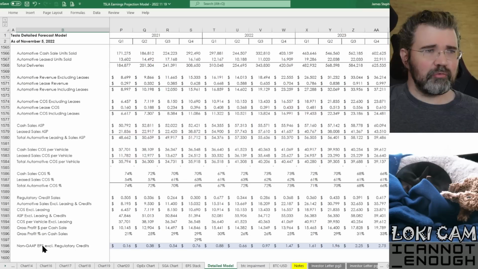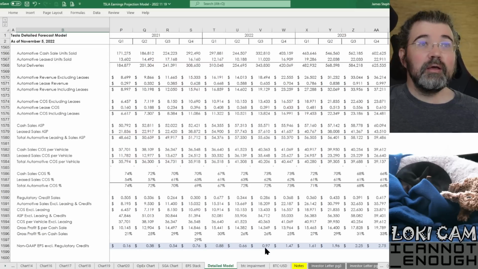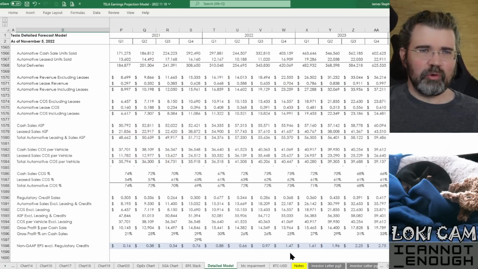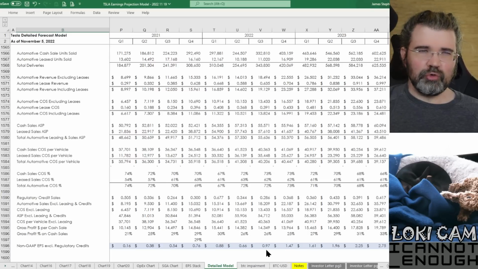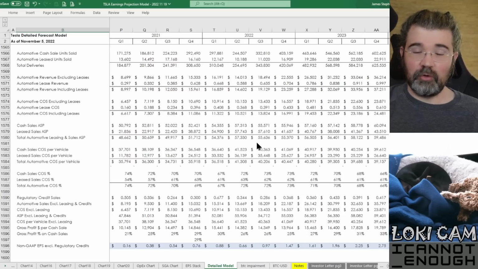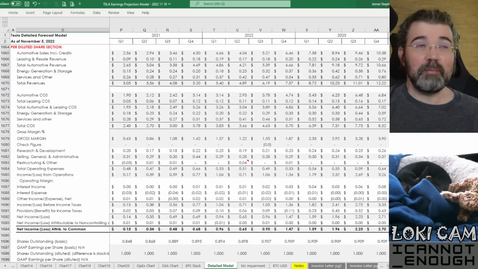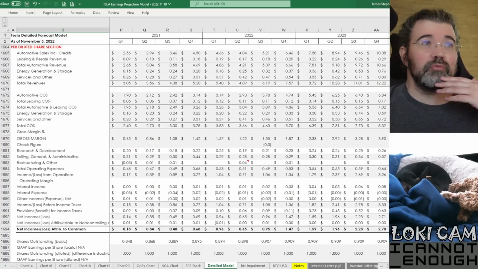And then non-GAAP EPS, excluding regulatory credits. So if regulatory credits were not a thing, what would the non-GAAP EPS be? You can see Tesla would never have had non-GAAP EPS more than $1 in any quarter, with the highest ever being 97 cents here in Q3 of 2022, the most recent quarter. This includes 45 cents worth of that one-time tax benefit. So if you knock 45 cents off, this would be $1.02. So a little bit of growth on a whole lot of deliveries growth due to some inefficiencies with cost, etc., and price reductions and promotional offers.